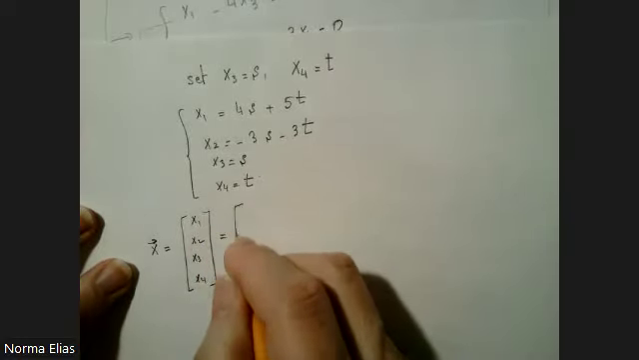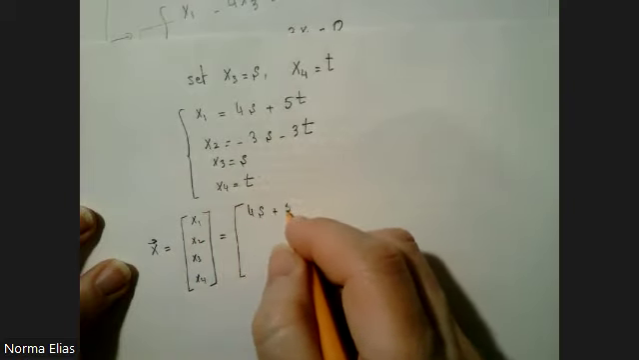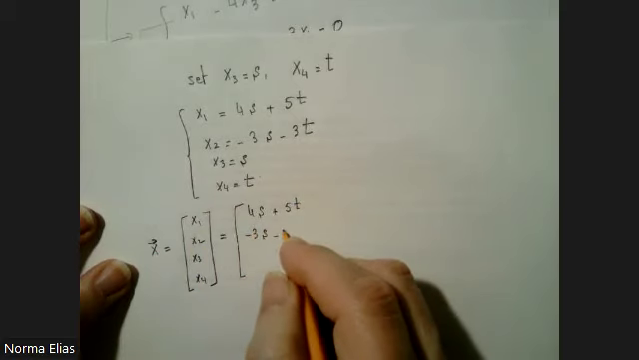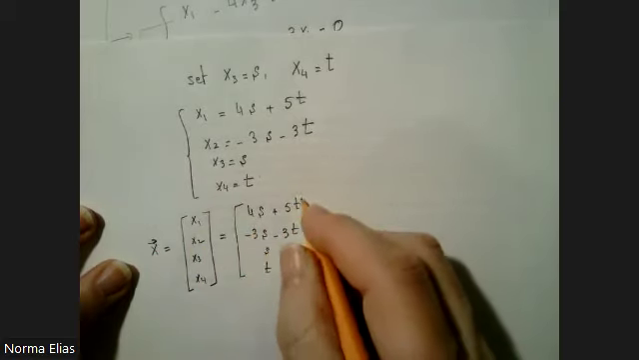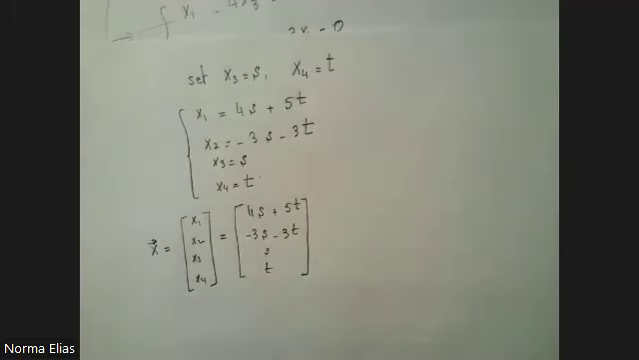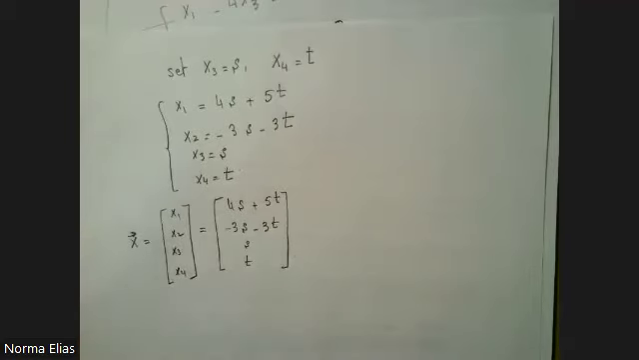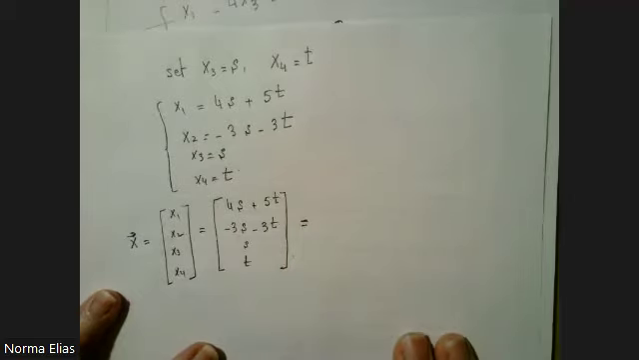So this is equal to 4s plus 5t, minus 3s minus 3t, s and t. So far I'm not doing anything, I'm just rewriting the solution. Now I'm going to write the vector form. How we rewrite this using vector form, and watch carefully how we're going to rewrite it.